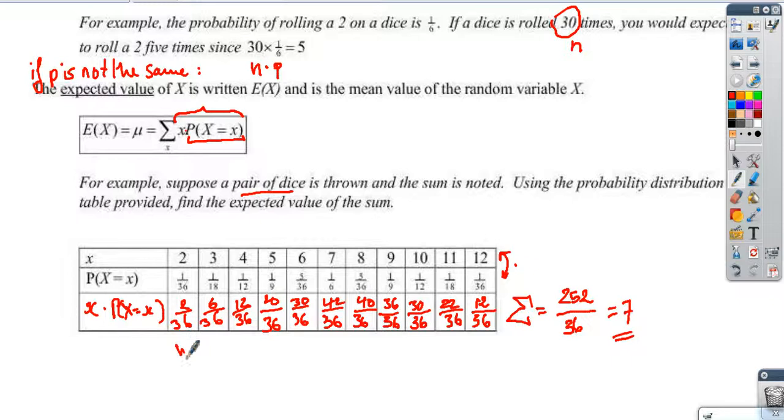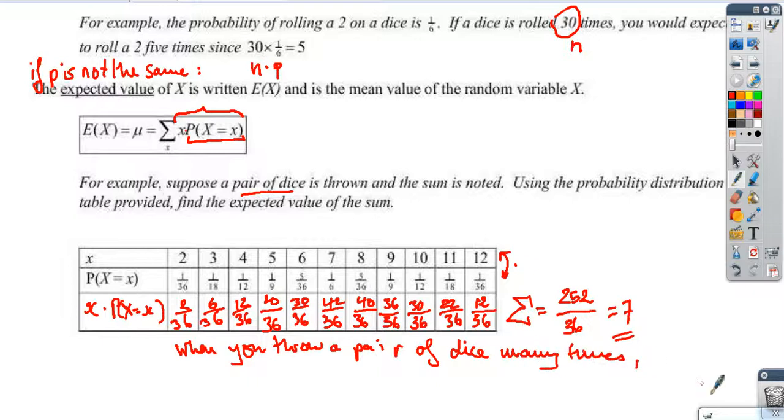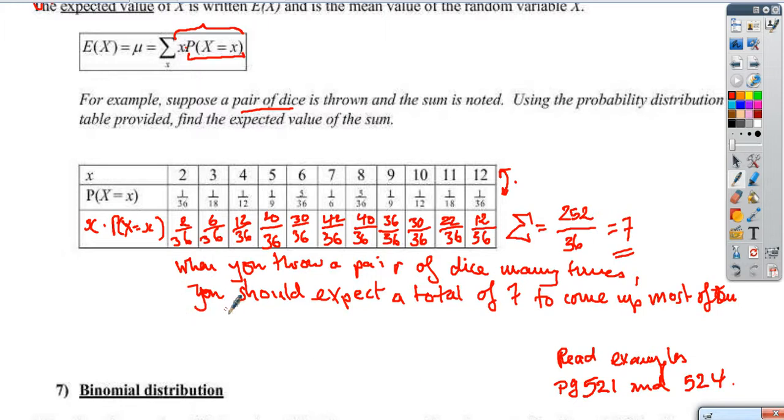So let's write this down. When you throw a pair of dice many times, then you should expect a total of 7 to come up most often. Now, please, in your books, read the examples in the blue boxes on page 521 and 524. Thank you. Good luck.